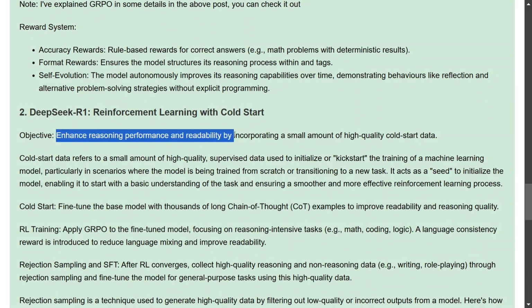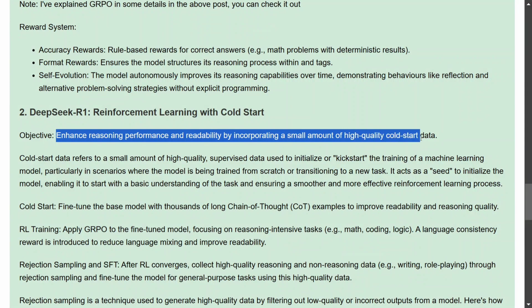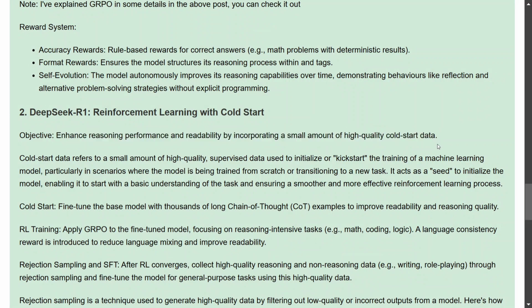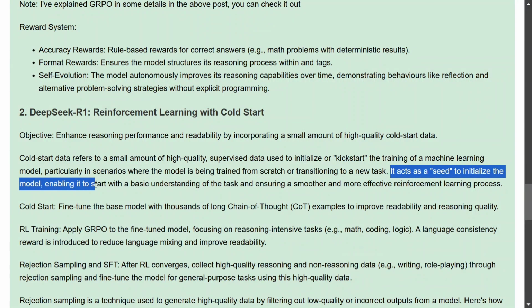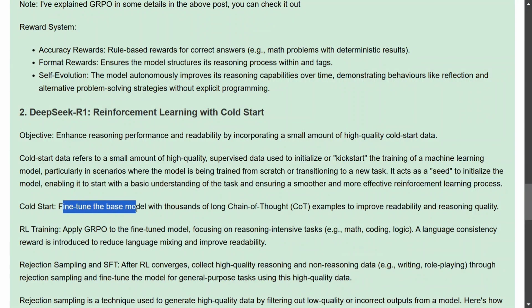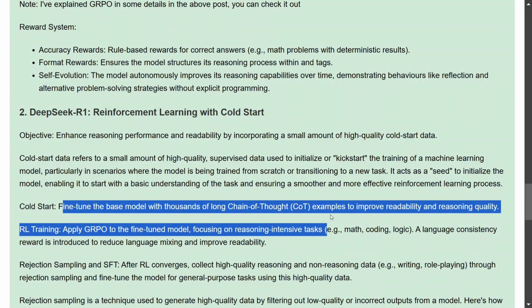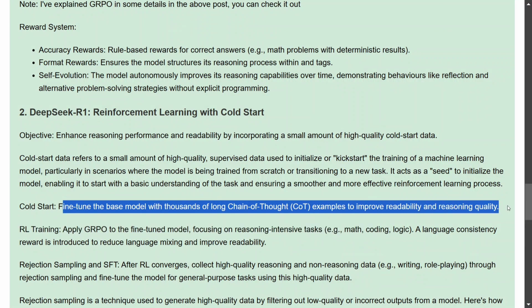Enhance reasoning performance and readability by incorporating a small amount of high quality cold start data. So not just using reinforcement learning, before using the GRPO algorithm for DeepSeek R1, the team first of all trained the model with a very small quantity of high quality, labeled data. It is very similar to SFT, but in SFT, the data set is quite huge. Here the data set is very small. As you can read in this explanation, cold start acts as a seed to initialize the model, enabling it to start with basic understanding. Fine-tune the base model with thousands of long chain of thought examples to improve readability and reasoning quality. So the data set used for cold start data was chain of thought examples.